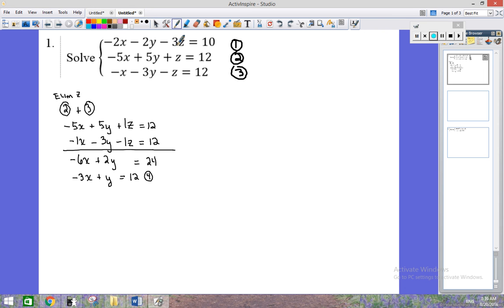So to eliminate z, I have a negative 3 here. I would love to see a positive 3z, and I'm going to take equation 2 and multiply it by positive 3. So here's my plan of attack. I'm going to take equation 1 as is. I'm going to add 3 times equation 2. So equation 1, copy it down correctly.